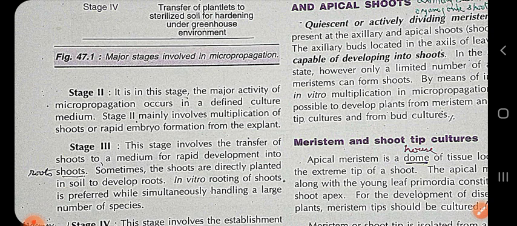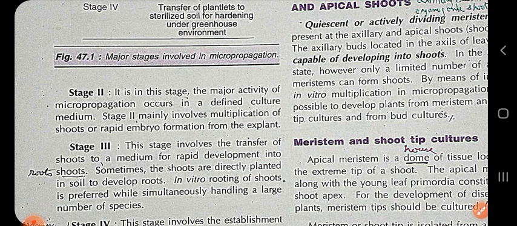Now the main purpose of micropropagation is formation of plants, so we use a defined culture medium. Normally the culture medium that we use is Murashige and Skoog medium. Sometimes White's medium and Gamborg medium can also be used.